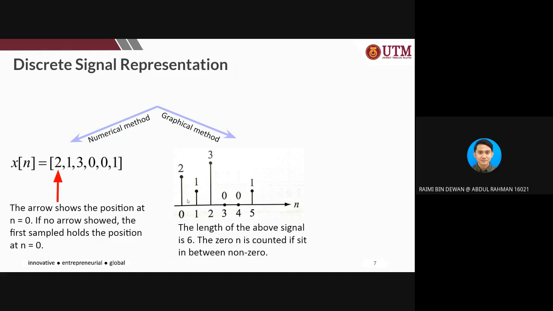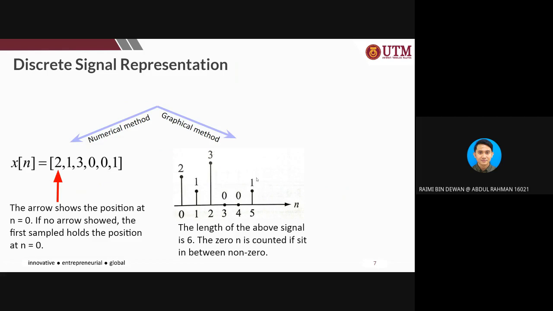If you see here, we have a graphical method for our discrete signal. At n = 0 it is 2, at n = 1 it is 1, at n = 2 it is 3, at n = 3 it is 0, at n = 4 it is 0, and at n = 5 it is 1. So the length of this signal is actually 6: 1, 2, 3, 4, 5, 6.